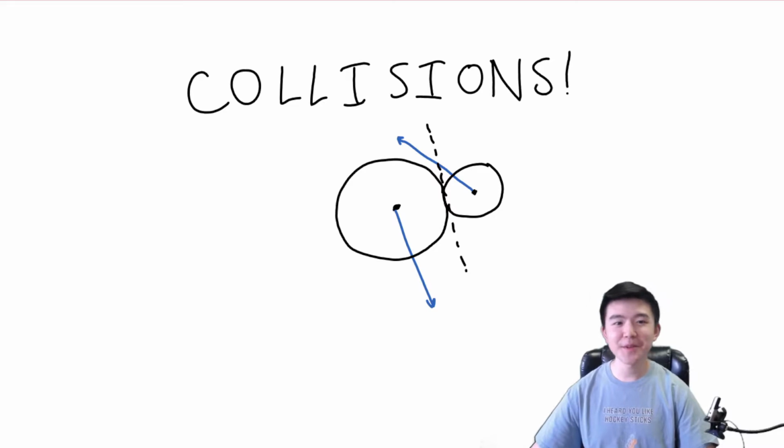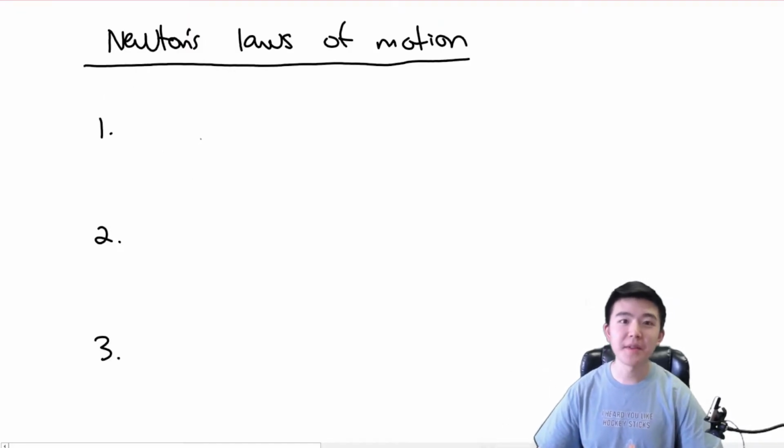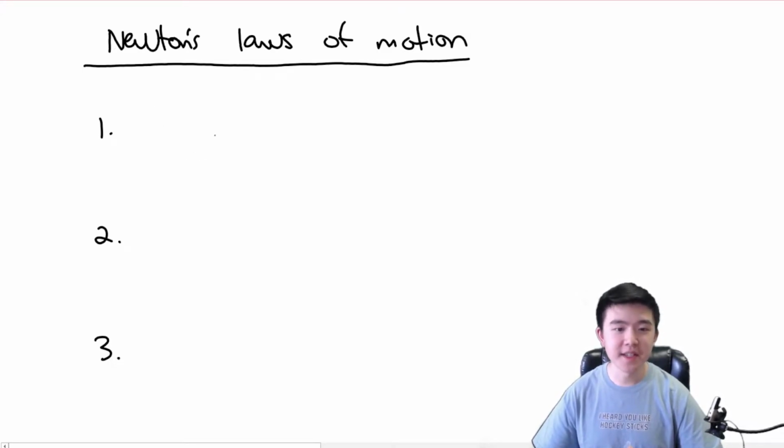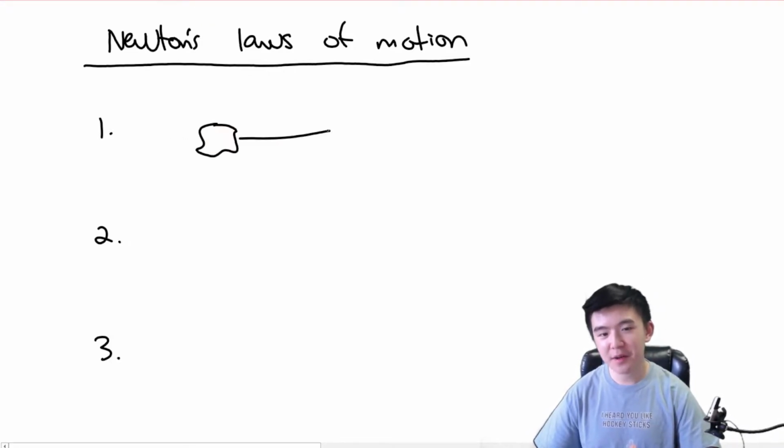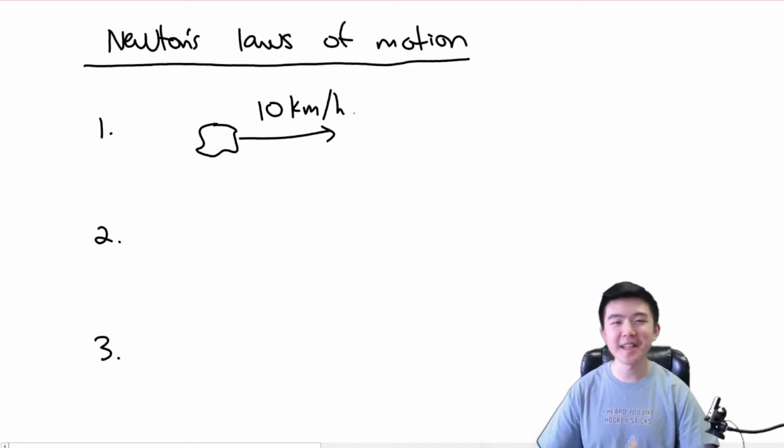Alright, without further ado, let's get straight into the video. There are a few things we need to know, and one of them is Newton's laws of motion. You may or may not have heard of these before, but here they are as we are going to use them. The first law states that objects maintain their velocity if there are no outside forces acting on them. For example, a rock hurtling through space at 10 kilometers per hour would continue traveling at that speed if there's no gravity or anything else acting on it.